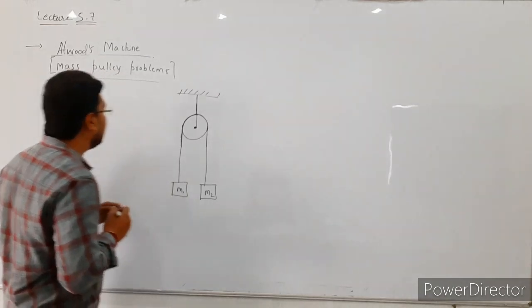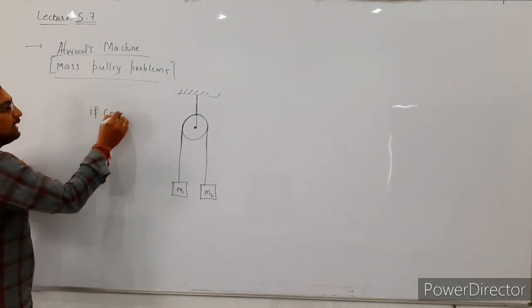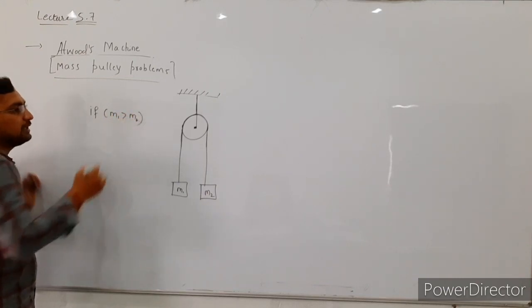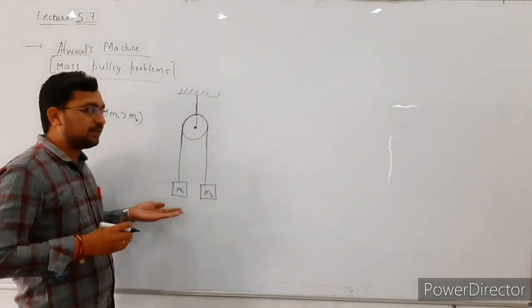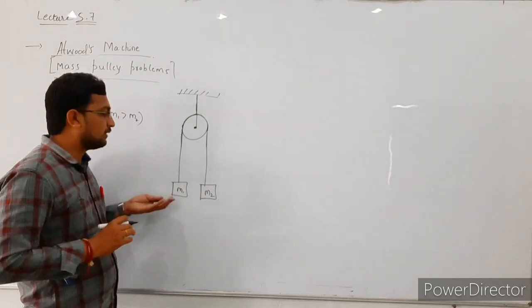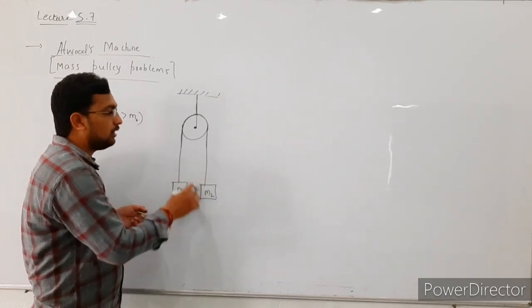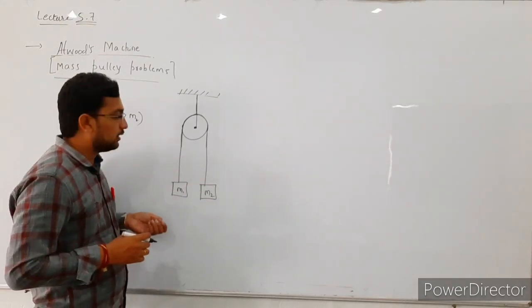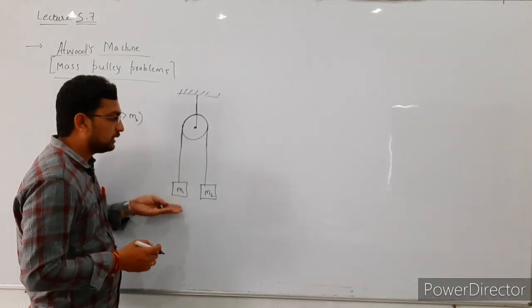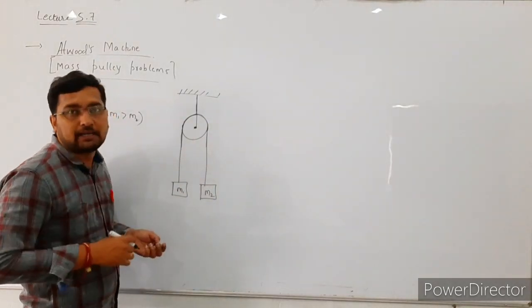See here, the condition is that m1 is greater than m2. If m1 is greater than m2, it means the mass of the first body is more compared to the mass of the second body. If the mass of the first body is more, the weight of this body is also more compared to the weight of the second body. So, due to that, this body is moving in the downward direction, and at the same time this body is moving in the upward direction.